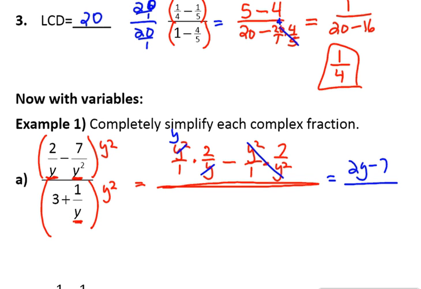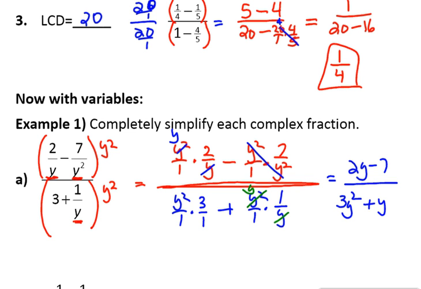The denominator is going to be y squared over 1 times 3 over 1 plus y squared over 1 times 1 over y. So nothing cancels in the first one, so 3y squared. And then the second one, I have y squared, y is going to leave me with a y right there. So I get y times 1, which is y, so that's going to be plus y.